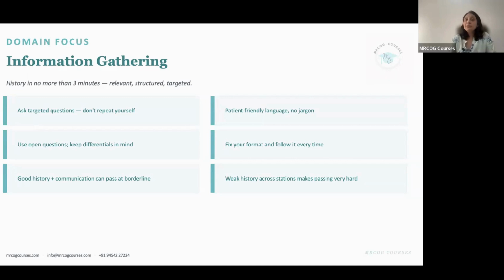And try to fix the main headings for yourself so that even if you are forgetting something, that makes you realize what you are forgetting, and it immediately comes to your mind. Patient friendly language, no jargon. This is very, very important. And good history and communication can pass at borderline. As I already told you, sometimes you do not know anything, but if you follow the basics, you can still pass the station with borderline marks. But weak history across the stations makes passing very, very hard.